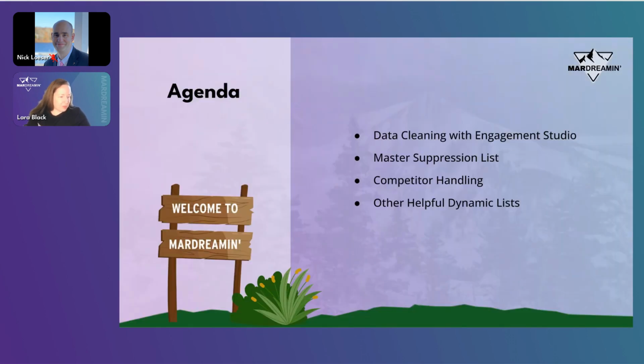So we are going to talk about a few big points. Data cleaning with Engagement Studio. Fun fact, as Mike Cruiser likes to say, you don't have to send email with Engagement Studio. It doesn't have to send email, although that is what we think about it in terms of nurturing. You can leverage it for many more things. I'm going to talk about creating a master suppression list. And I'm also going to talk about competitor handling and a couple of other helpful dynamic lists. I'm going to talk a little fast because this is a lot to cover in our time. But please go ahead and put your questions in the chat. If I see them, I'll answer them, but otherwise we'll do questions at the end.